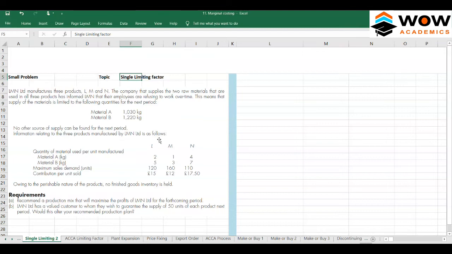So the company manufactures three products here, and they have given the maximum sales demand. They have also given the contribution per unit. So first we have to find out the limiting factor. How do we find out the limiting factor? We find it out in this manner.